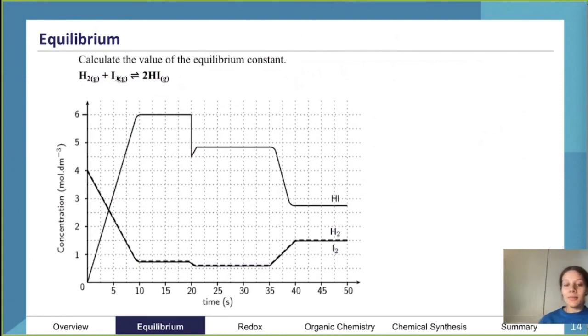Now here we have a different type of question, same system though. Calculate the value of the equilibrium constant. Just have a go calculating the equilibrium constant. We'll go through working it out together in 2 seconds. And also just for consistency, I'll be using the values from this equilibrium section there.